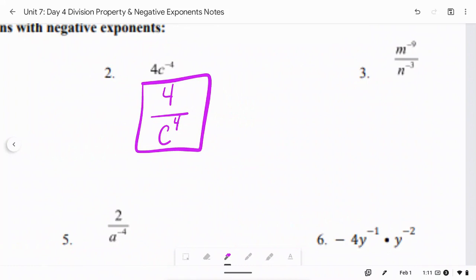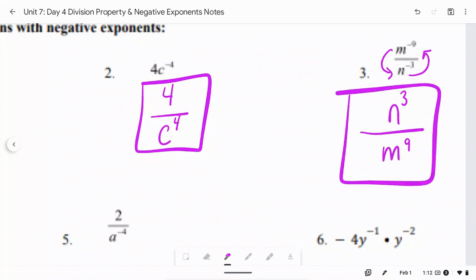In number 3, it's a division problem, but we can't subtract the -9 and the -3 because we have an m and an n, and those are different bases. So we just need to get rid of the negative exponent. So the n needs to come to the numerator, the m needs to come into the denominator. So I would have n to the +3rd power on top, and then m to the +9th power on the bottom.